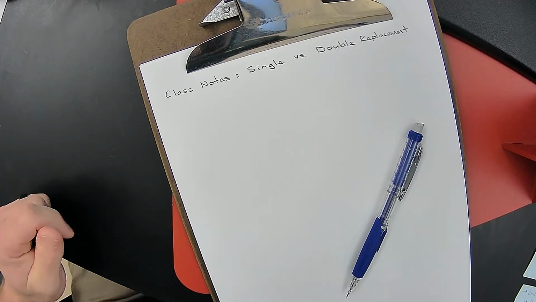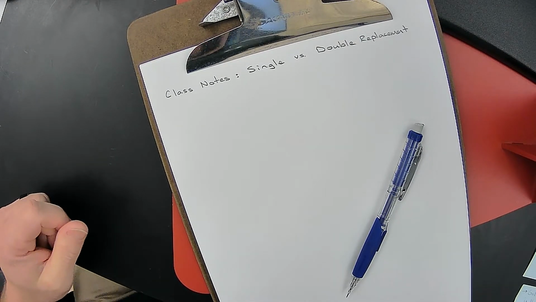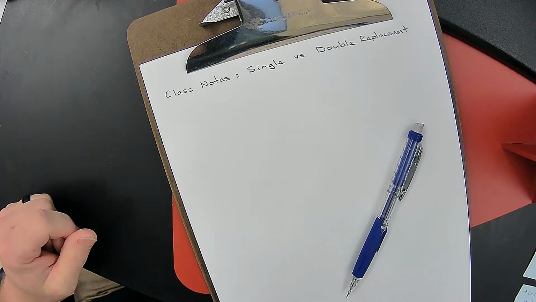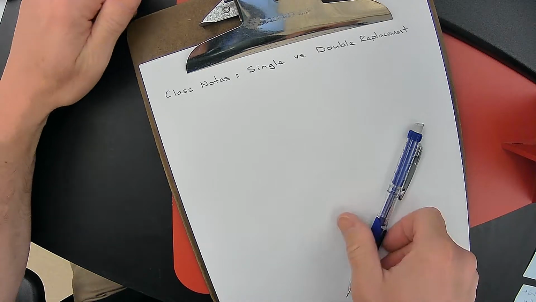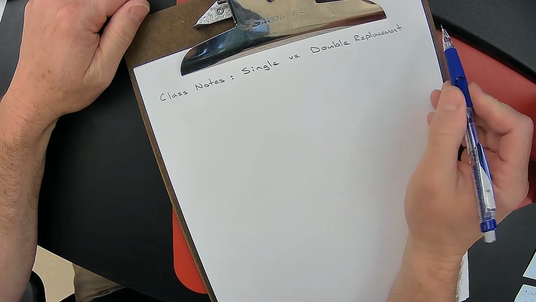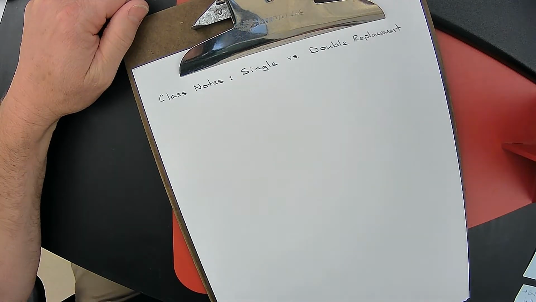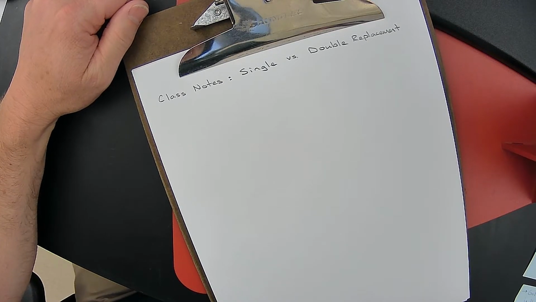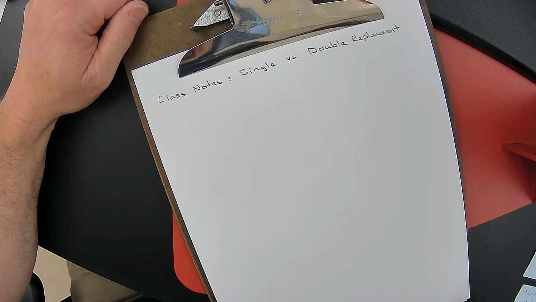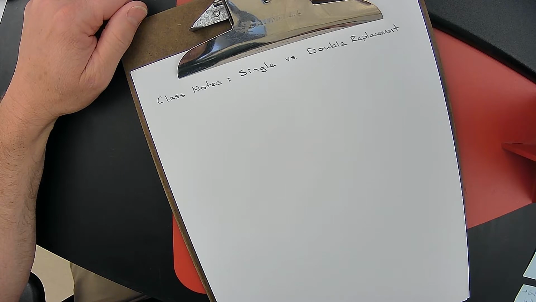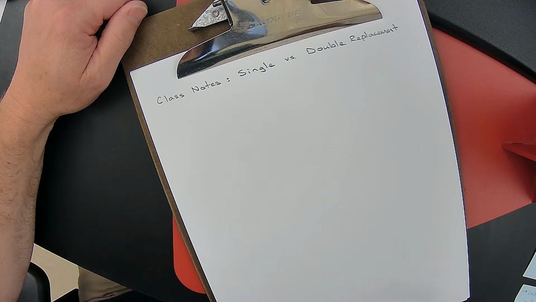In this video, we're going to take some class notes on single versus double replacement chemical reactions. Now, I don't have the term chemical reactions here, but both single replacement and double replacement are in the category of chemical reactions, where you are starting with a group of atoms that are connected in a certain way, and then we're pulling those atoms apart and putting them together in a different way.